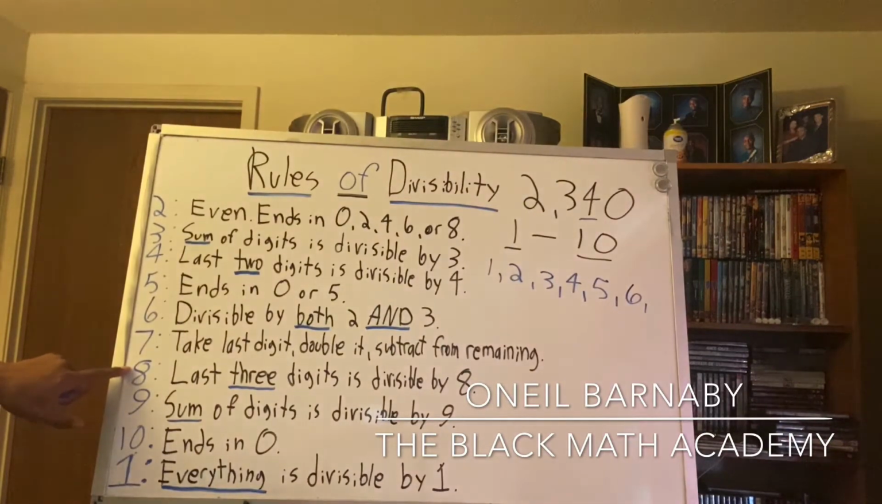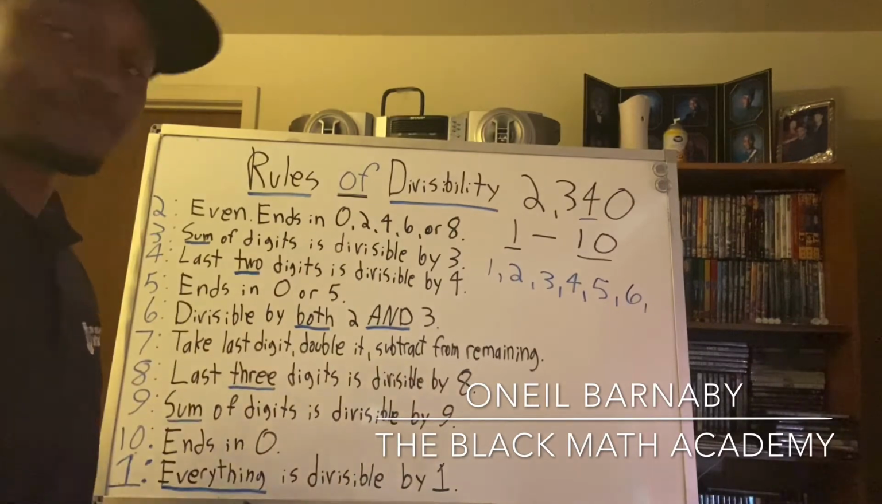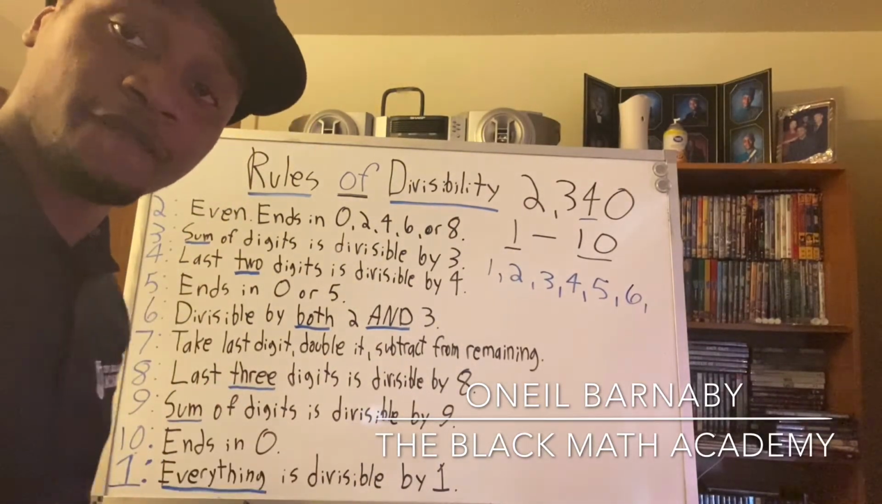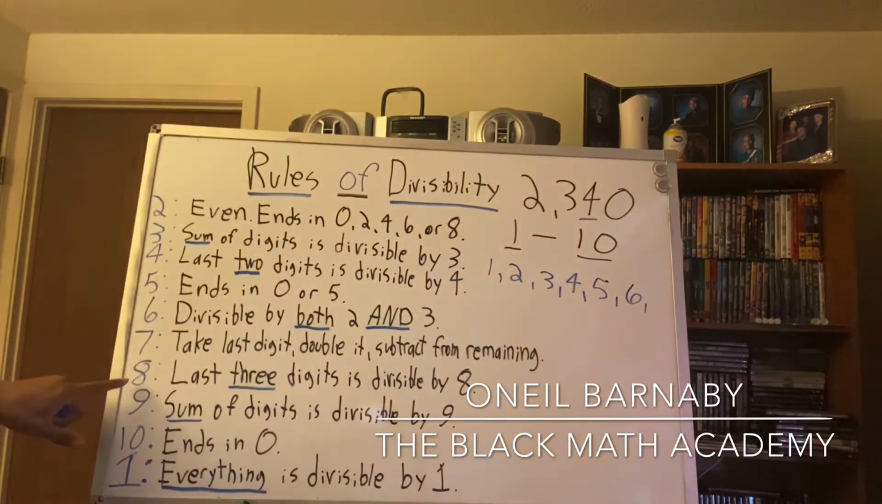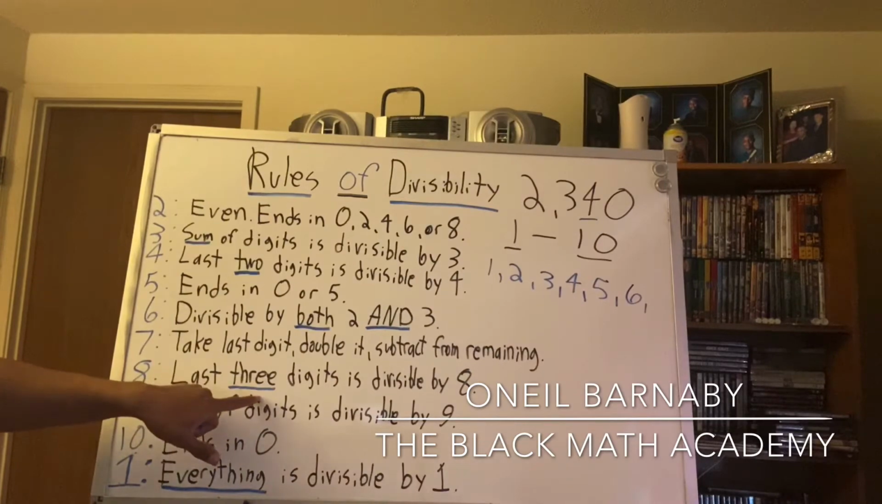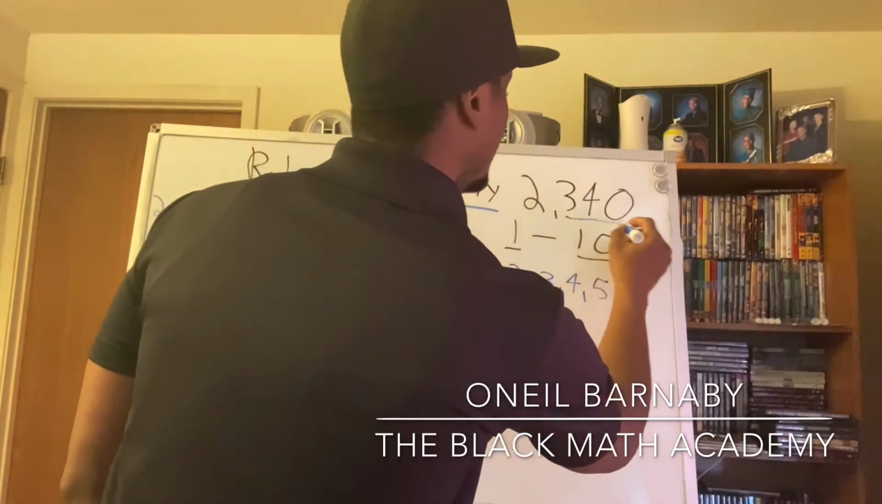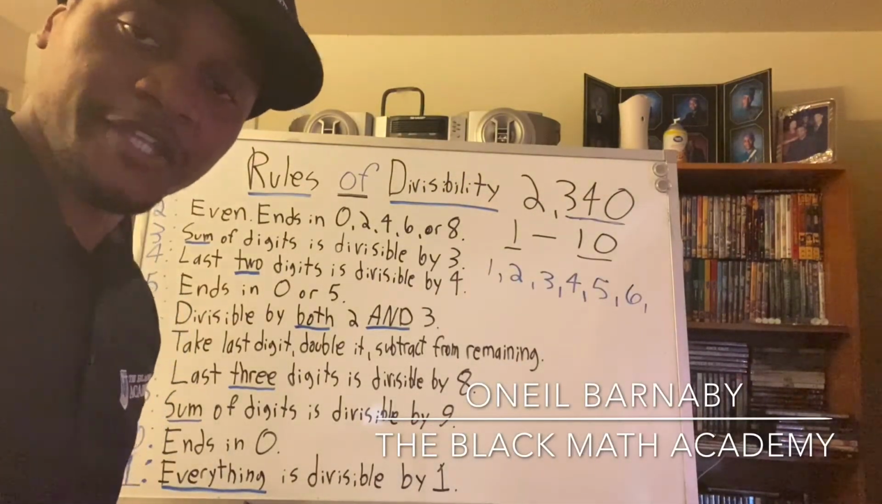The rule for 8 says that the last 3 digits have to be divisible by 8. Now, if you've been paying attention, it looks very closely related to the rule for 4. 4 said we had to look at the last 2 digits, but the rule for 8 says we have to look at the last 3. So we look at the number 340, and we're going to see if that's divisible by 8.